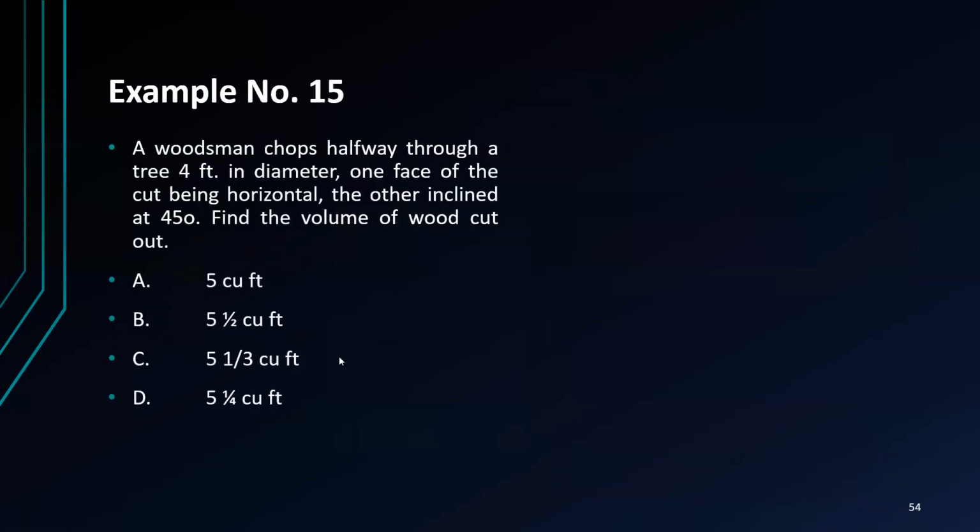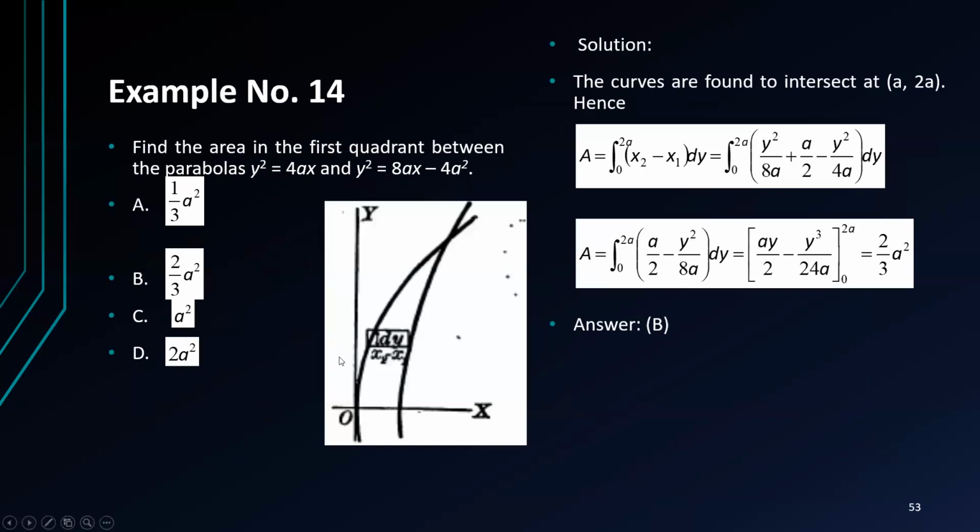Okay. Find the area in the first quadrant between the parabolas y squared is equal to 4ax and y squared is equal to 8ax minus 4a squared. The answer is 1/3 of a squared. We already have first quadrant, second quadrant, that's basic. So let's go to the calculations.